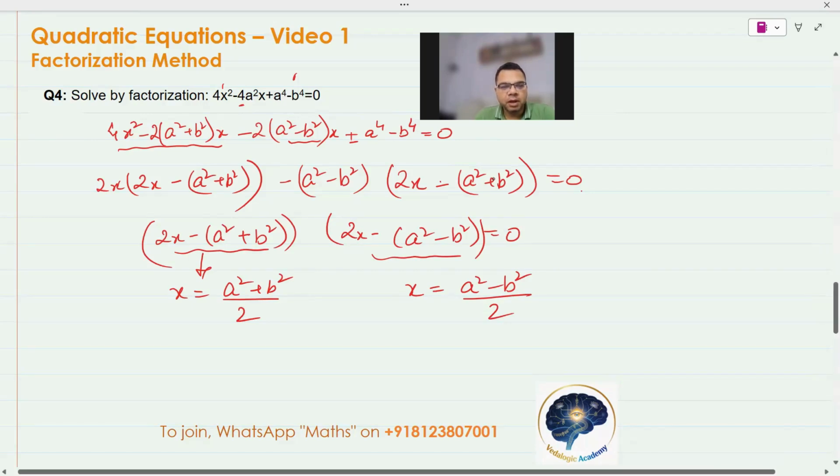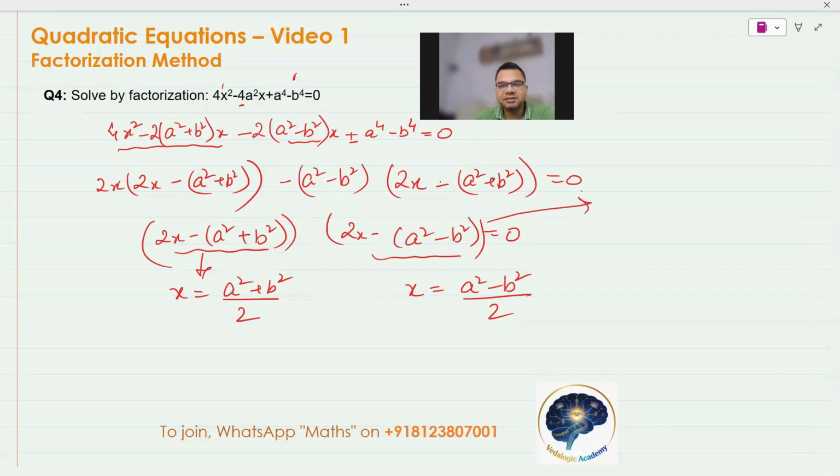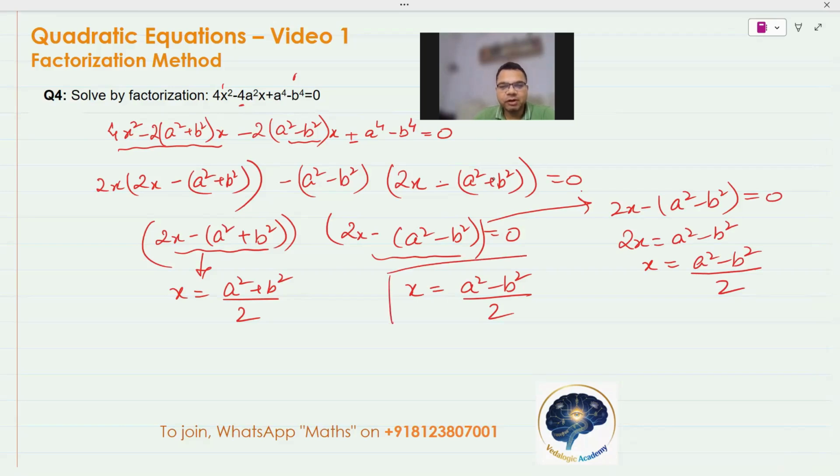Right? So okay, let me just explain. I think this might be a bit tricky for you to understand. So I am saying either this is 0 or that is 0. So if this is 0, it becomes 2x equals a square minus b square, and x becomes a square minus b square by 2. Hope this makes sense. So that's how we have found out the two roots of x for this equation.